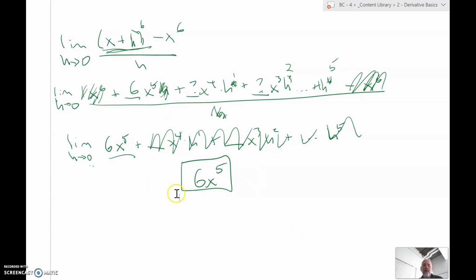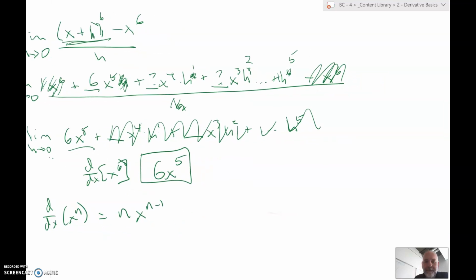So notice how when it was x to the n, the derivative of x to the n, this is what we had in the notes, is nx to the n minus 1. So the derivative of x to the 6th, as an example here, is 6x to the 5th. So now we have enough tools that we can take the derivative of any polynomial. Like any polynomial at all, we could take the derivative of it.